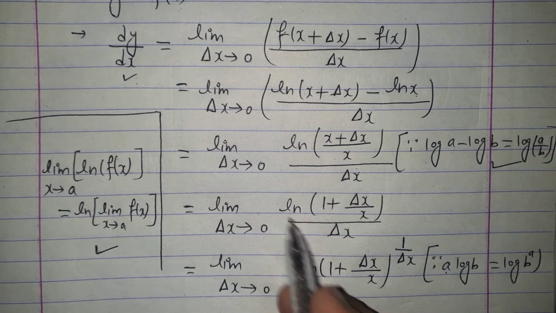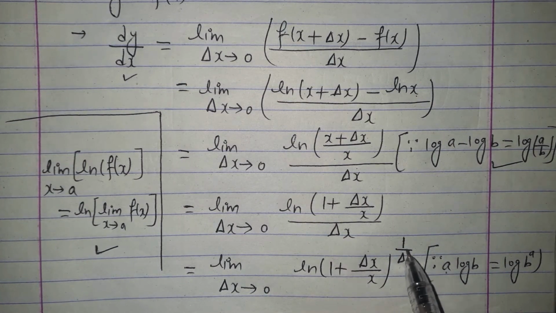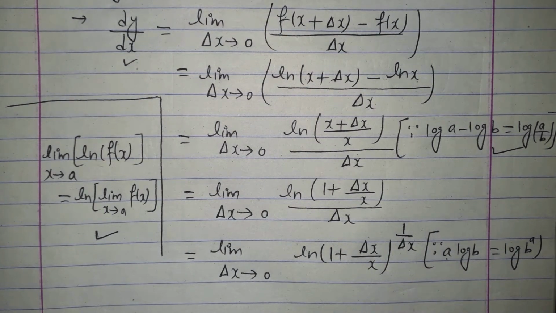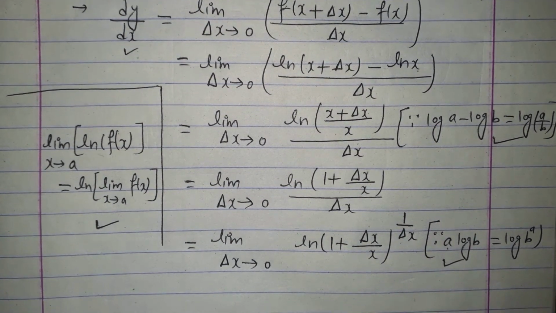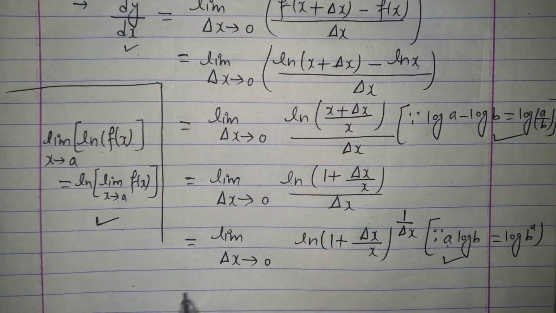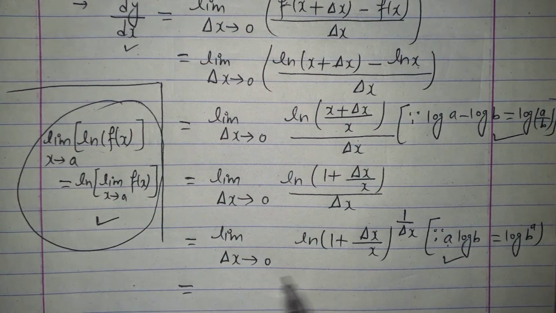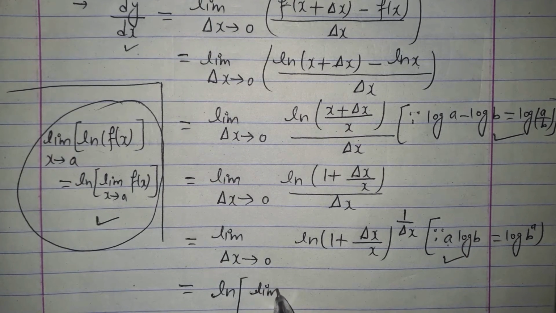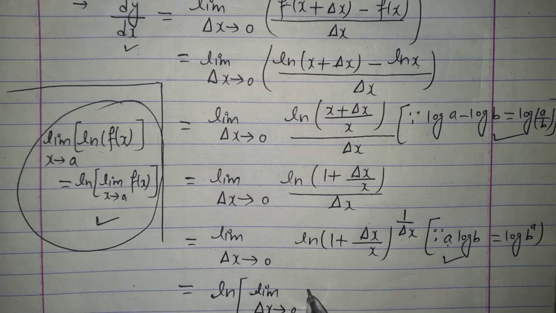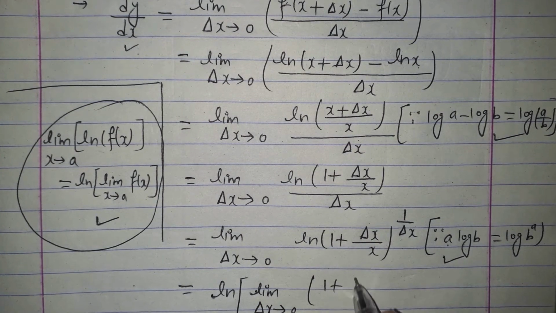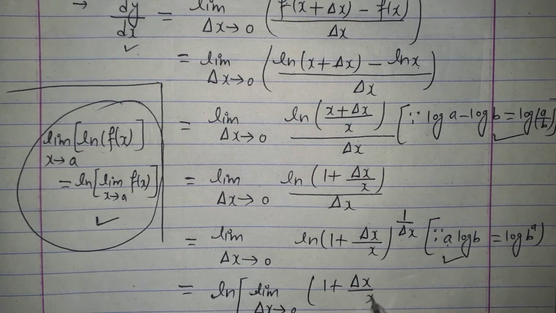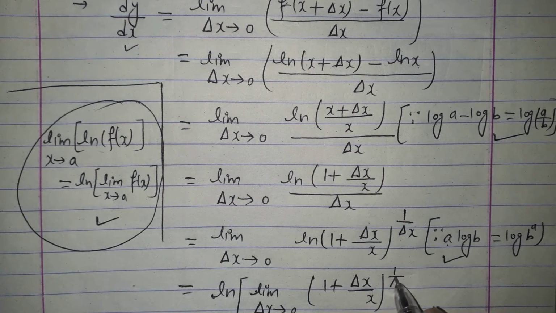The coefficient here is 1 over delta x, and it goes to the power by using this law of the logarithm. And here we can use this concept in this step: ln of the limit of that function. Limit delta x approaches 0 of the function 1 plus delta x over x, raised to the power 1 over delta x.